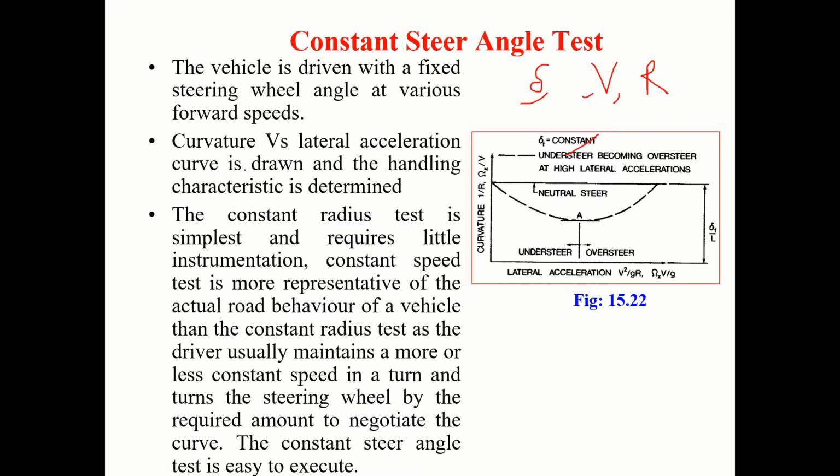Curvature versus lateral acceleration curve is drawn and the handling characteristic is determined. Curvature is 1 by r. Or you can say here omega z by v, right? And this is lateral acceleration.